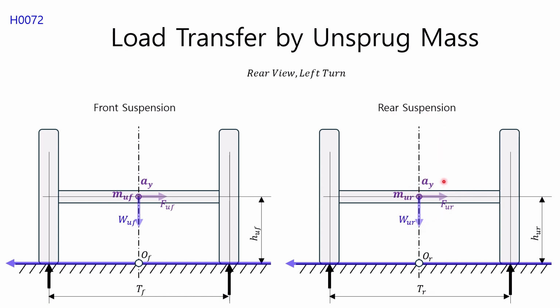As explained, the load transfer of the unsprung mass is independent of the roll center and can be calculated using its own center of gravity. The derivation of these mathematical formulas will be explained in detail later. Let's continue by looking at the load transfer of the sprung mass.